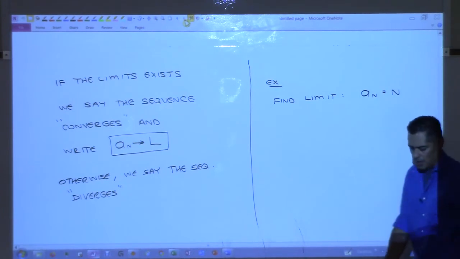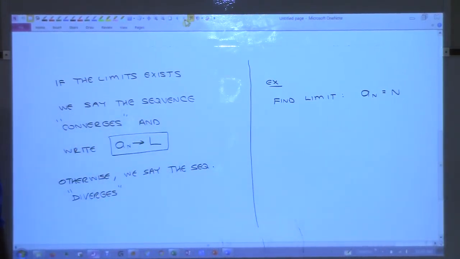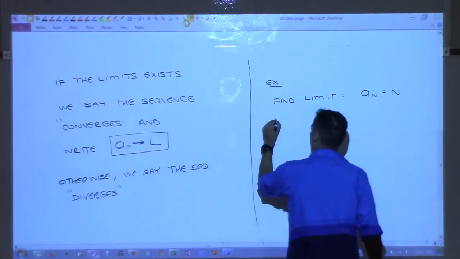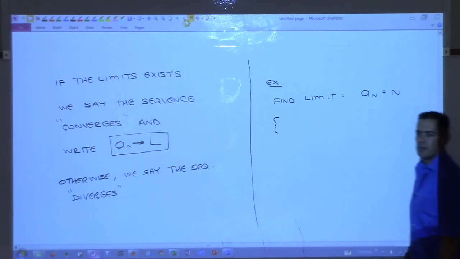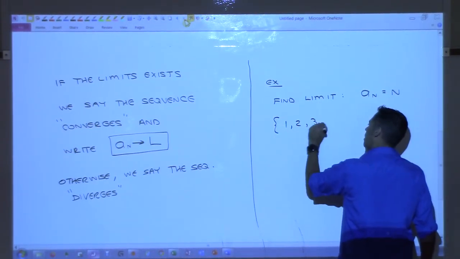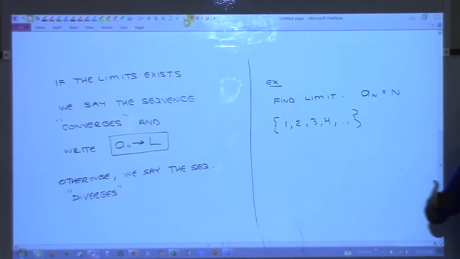How about that sequence right there? A sub n equals n. So because we had a long weekend, let's write out this sequence. What are the numbers in this sequence? 1, 2, 3, 4, and this thing goes forever. It's just all your counting numbers.